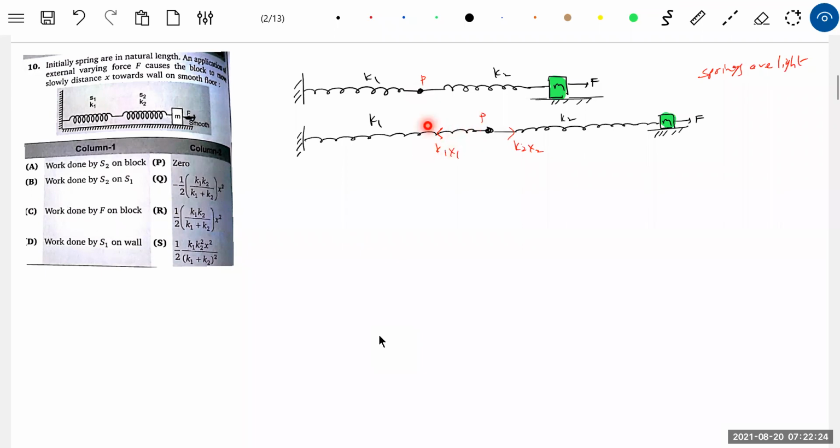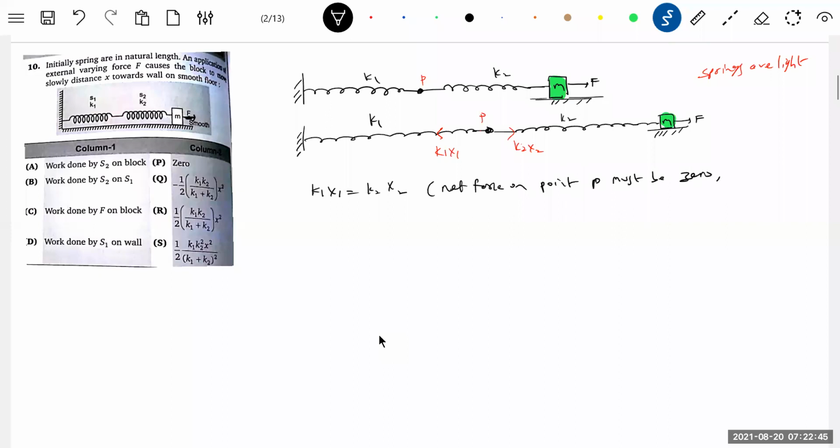So what is the elongation in spring 1? Let it be x1. Elongation in spring 2, let it be x2. Therefore here first we'll write k1 x1 equal to k2 x2. Any reason for that? Net force on point P must be 0 as springs are light. This is a major point of the problem here. Why must the spring forces be equal? Because springs are light. If springs had mass, you can't write this equation.